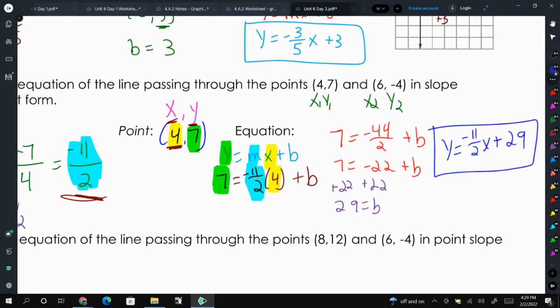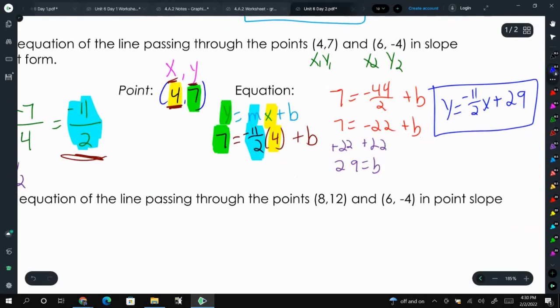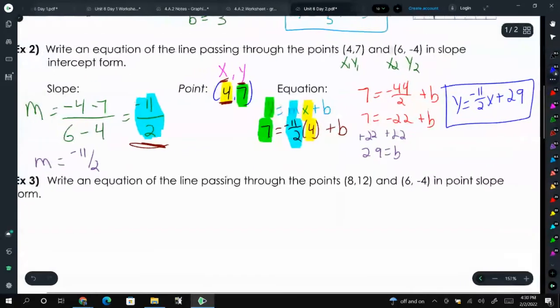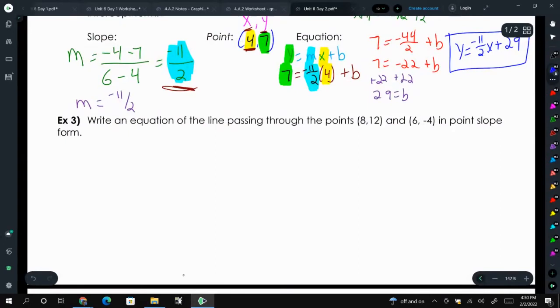That was a pretty long process to do, so I don't like to do that any of the time. It just seems like a lot of work when we have a better tool. But you could always do this, and it will give you the correct equation of a line. It's just not the most efficient. You can see that because we have fractions to deal with, and then we're multiplying by fractions, and it can just get really messy. So let's do another one, but instead, point-slope form.